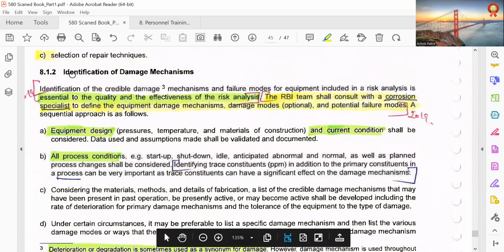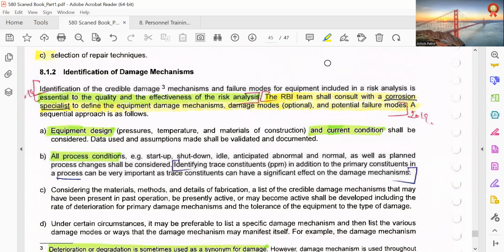Identification of damage mechanisms, identification of credible damage mechanisms or failure modes for equipment included in risk analysis is essential to the quality and effectiveness of the risk analysis. The RBI team will consult with corrosion specialists to define the equipment damage mechanisms, damage modes, and potential failure modes. A sequential approach is as follows: equipment design, pressure, temperature and materials of construction and current conditions shall be considered.